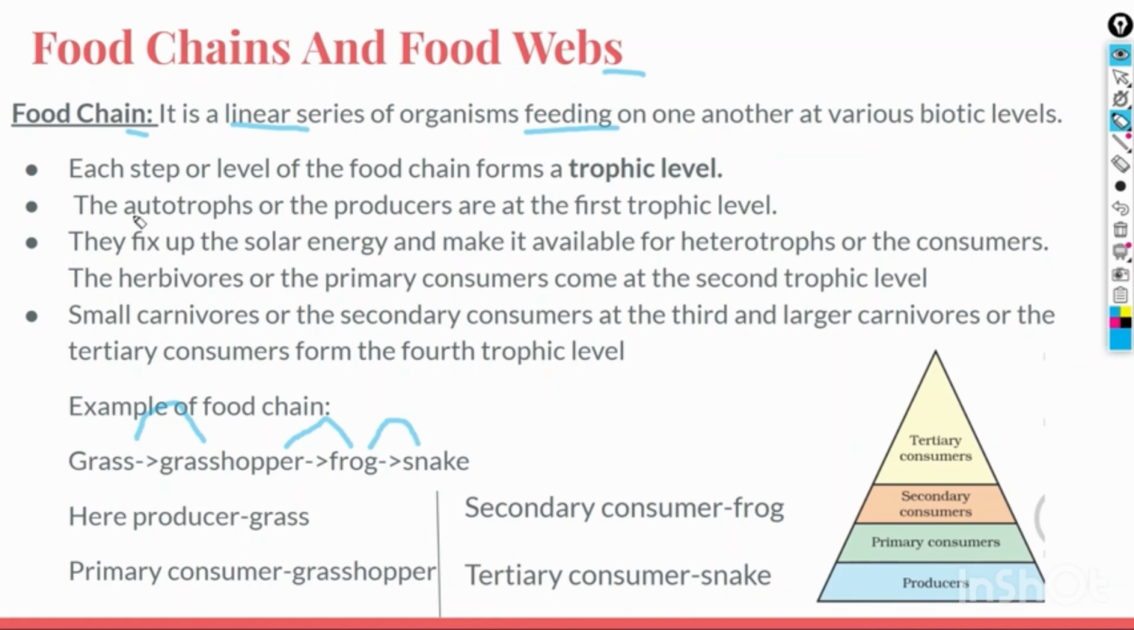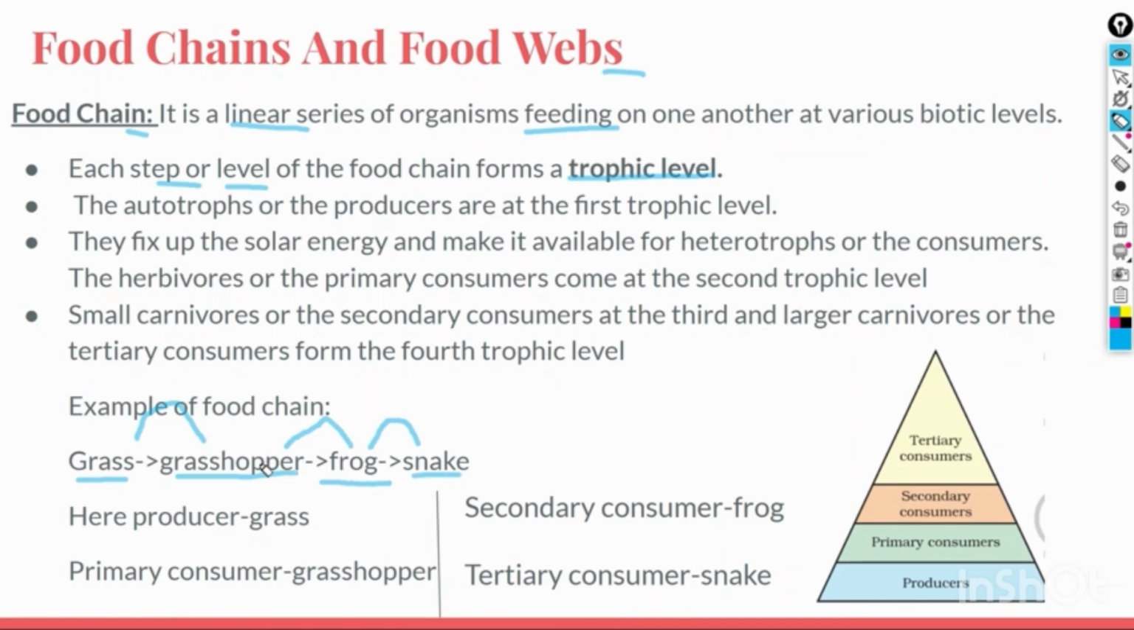Let us see. Each step or level of the food chain forms a trophic level. So what is this trophic level? For example, we have this grass. This grass is the producer, we know this. Then this grasshopper is the first consumer, so it is called the primary consumer. Then this frog is the secondary consumer. This snake is the tertiary consumer, which means the third consumer. So we have various consumers as well: primary, secondary and tertiary.